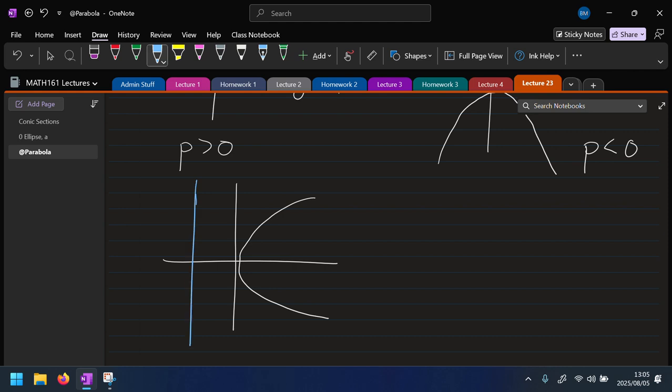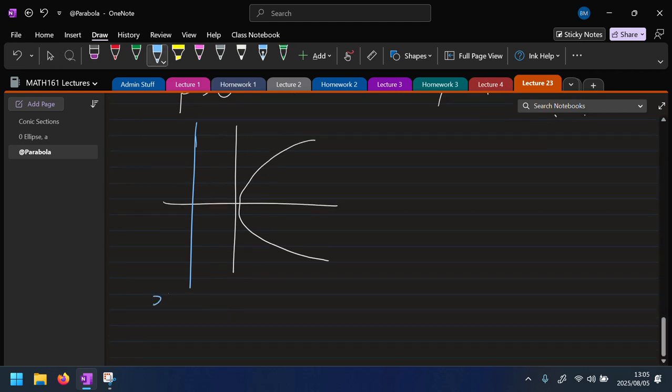Now the directrix is on the left-hand side, so the parabola faces right. So this will be x equals minus p. This will be p greater than 0. Now it's on the negative x side, so p greater than 0.